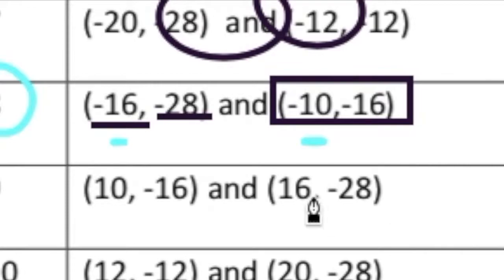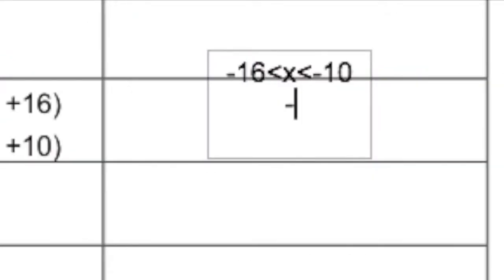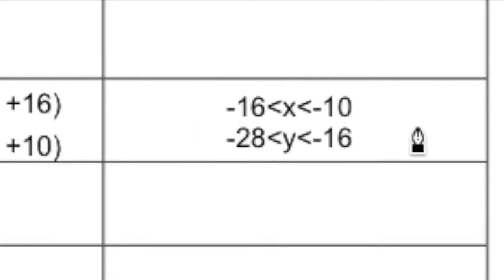Or you can look at the y values, -28 and -16. And if you were going to write the range, we would write that as -28 less than or equal to y less than or equal to -16. Again, to reiterate, you can either choose to list the domain, that would be this top one right here, the x values, or the range, here the y values.